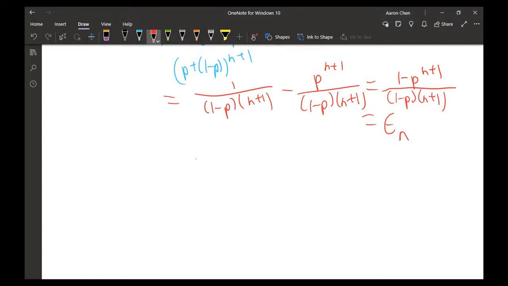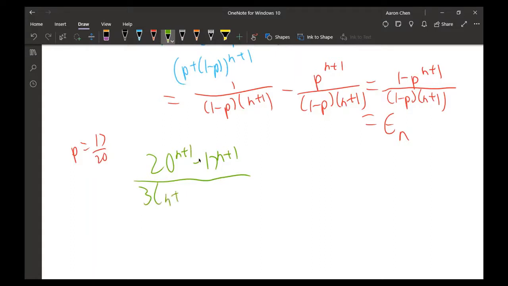Now we can substitute p equals 17 over 20 back in. When we clear the denominators by multiplying numerator and denominator by 20 to the power of n plus 1, the resulting fraction is 20 to the power of n plus 1 minus 17 to the power of n plus 1, divided by 3 times n plus 1 times 20 to the power of n.